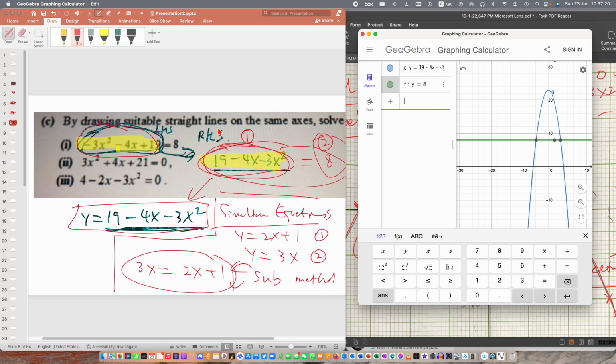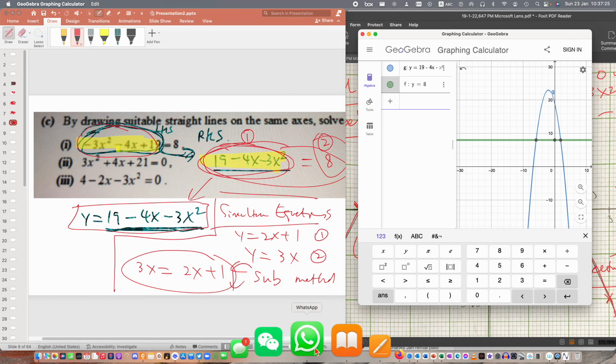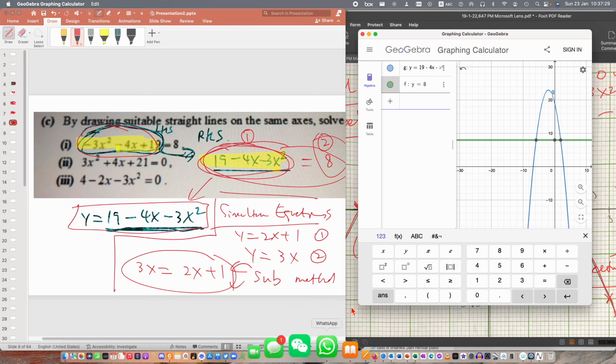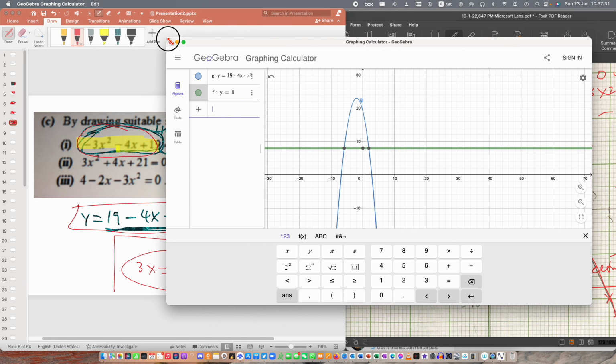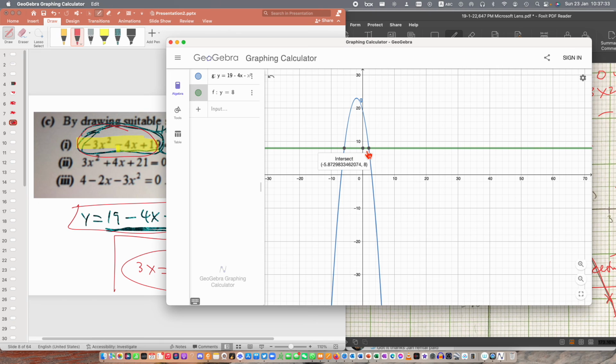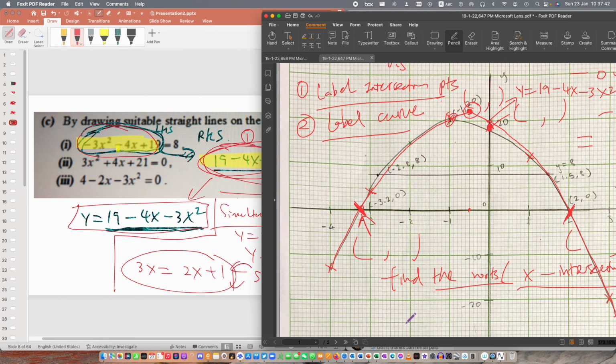They say by drawing suitable straight lines. So you should draw y equals to 8, which is here. And then you just read from here the intersection point. Okay? Yeah. Good. Same thing. You just draw the y equals to 8, which is here. Then read these two roots. Okay? That's for part 1.